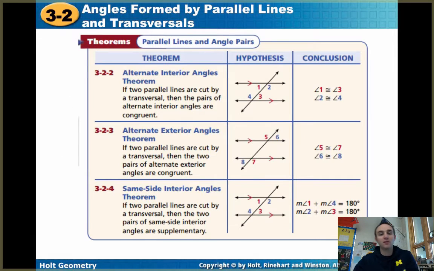So here are our 3 theorems. We've got alternate interior angles, which we can abbreviate AIA. That tells us alternate interior angles are congruent. 1 is congruent to 3, and 2 is congruent to 4. We've got the alternate exterior angles theorem, AEA, which tells us our alternate exterior angles are also congruent. And then we've got same side interior. Same side interior is different because we're not talking about congruent anymore, we're talking about supplementary. So 2 plus 3 equals 180, 1 plus 4 equals 180. If they're on the same side and interior, they are supplementary. They add up to 180.